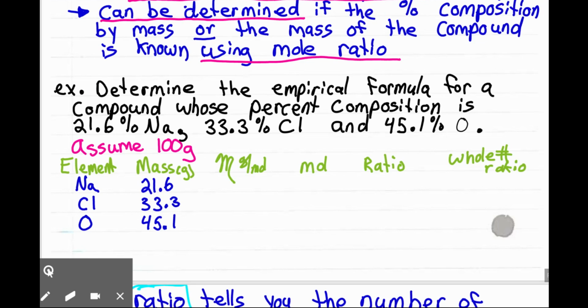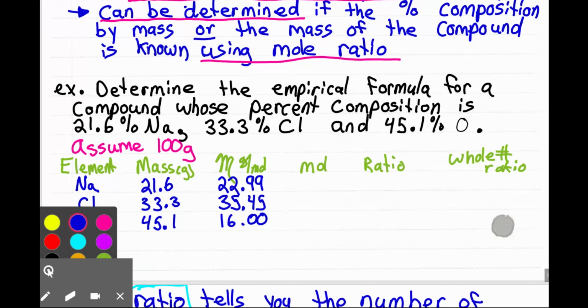Our next column is molar mass. Now, this is something that you know how to do super easily. You just have to get it from your periodic table. So I've just taken those from my periodic table. I have a mass number now. I have a mass given information and I have a molar mass. So I can easily calculate my number of moles.